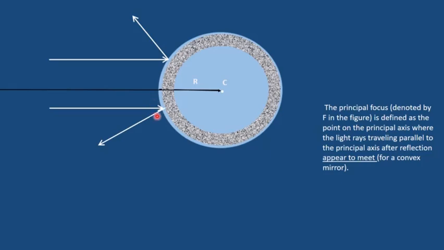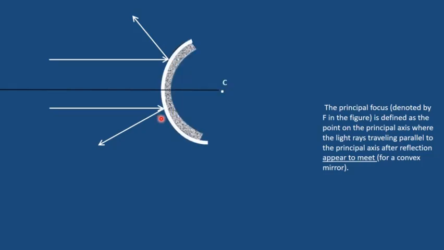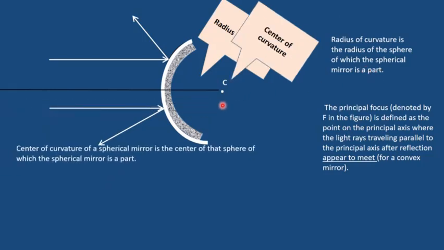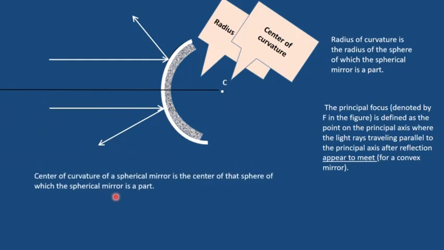Now we said that a convex mirror is a part of a sphere. So if we take a part of the sphere, then we would be getting a convex mirror. And the radius of the sphere would become the radius of curvature and the center of the sphere would become the center of curvature. So we can define radius of curvature as the radius of the sphere of which the spherical mirror is a part. And we can define center of curvature as the center of the sphere of which the spherical mirror is a part. Let P be the pole of the mirror.